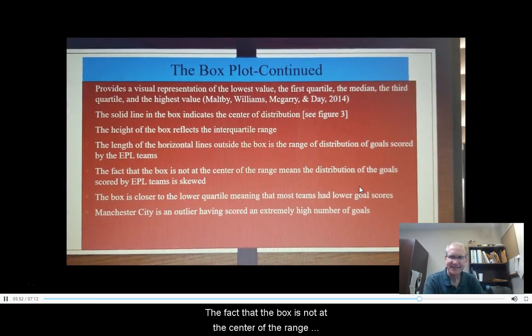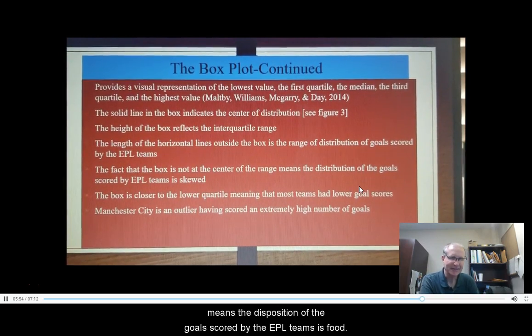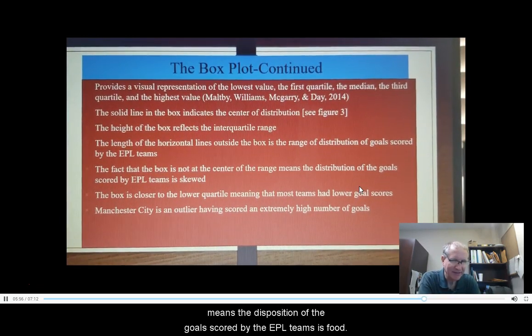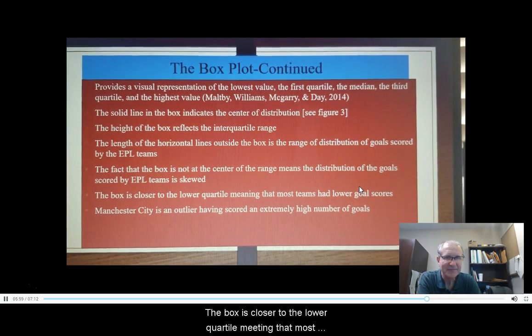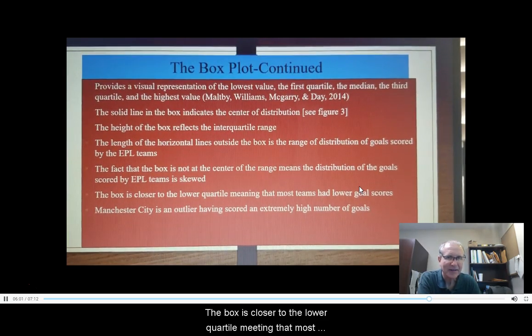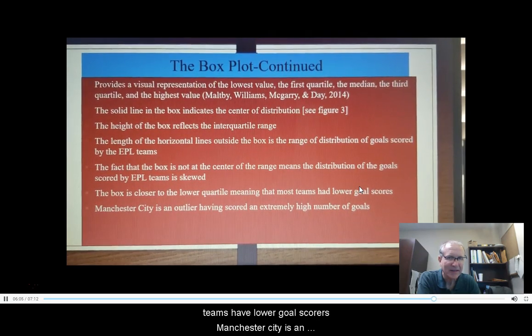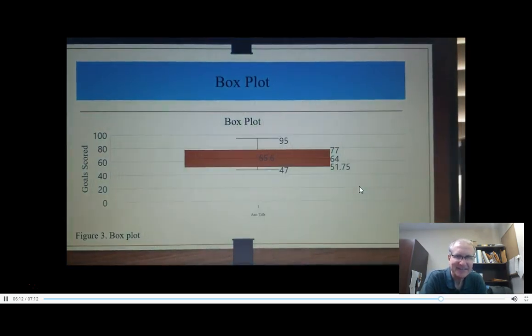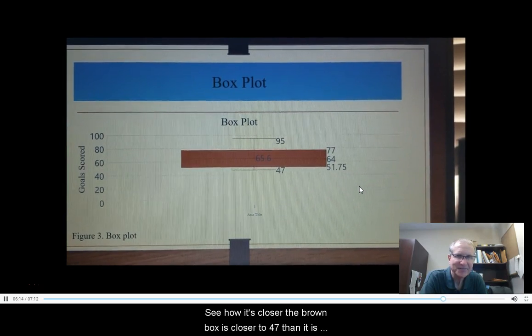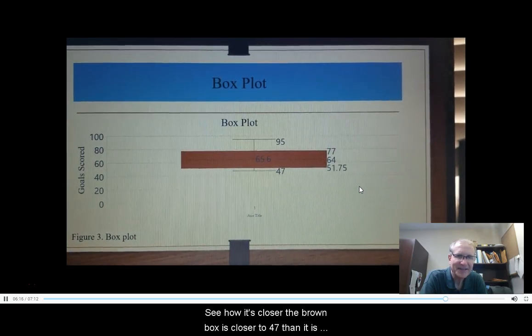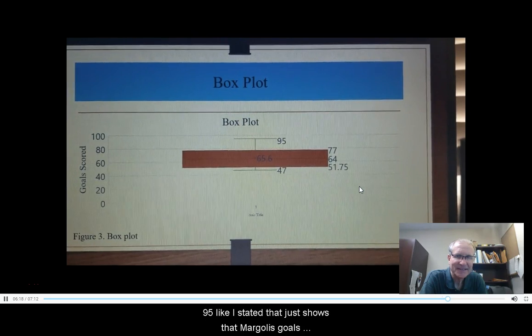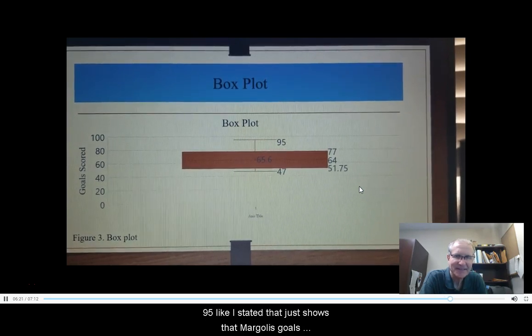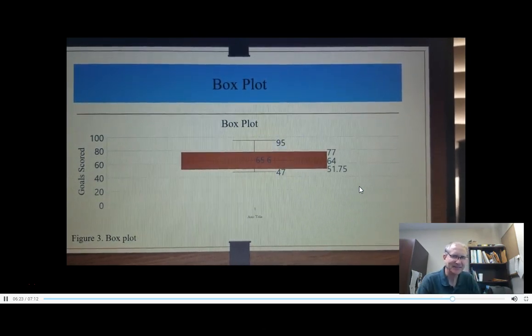The fact that the box is not at the center of the range means the disposition of the goals scored by the EPL teams is skewed. The box is closer to the lower quartile, meaning that most teams had lower goal scores. Manchester City is an outlier, having scored an extremely high number of goals. See how it's closer? The brown box is closer to 47 than it is to 95. Like I stated, that just shows that fewer goals were scored than more.